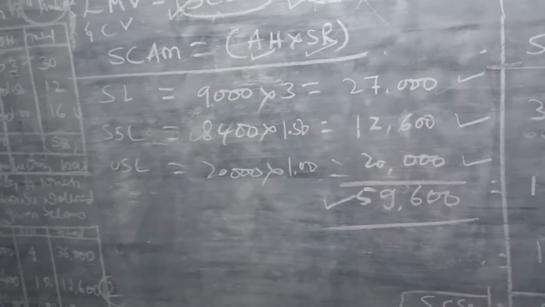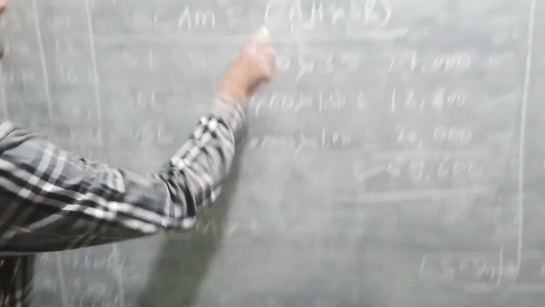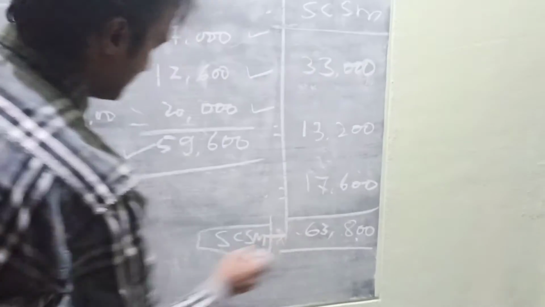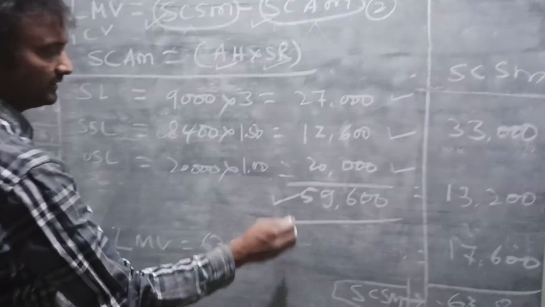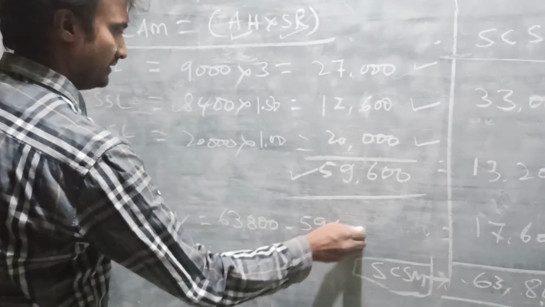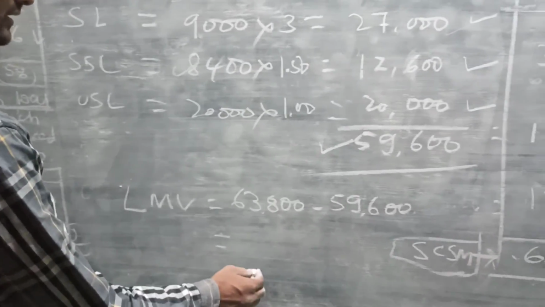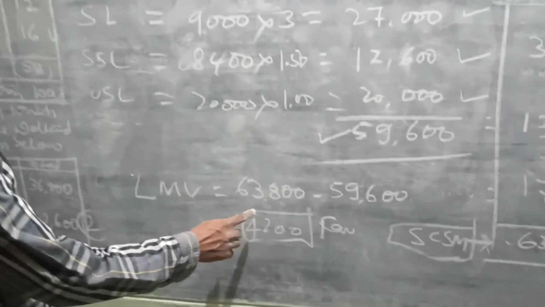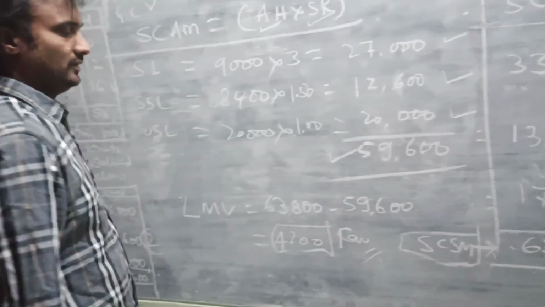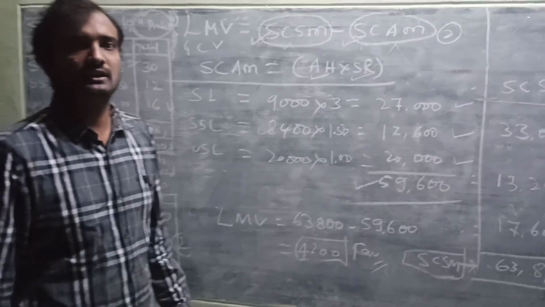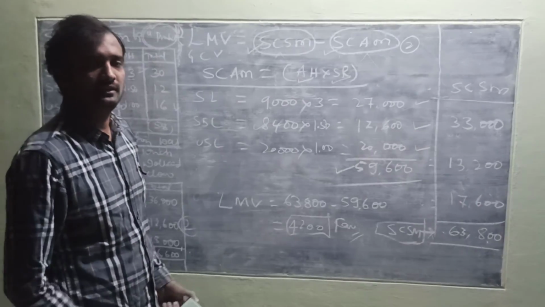So finally, the LMV is equal to the SCSM, as we calculated in the previous step, 63,800, minus SCAM, standard cost of actual mix, 59,600. So if you deduct 63,800 minus 59,600, you will get 4,200 as favorable. So this is the total labor mix variance or gang composition variance. So thank you for watching this lecture.